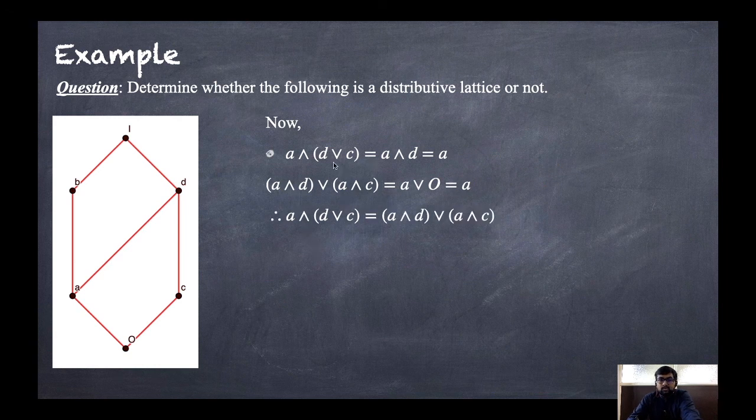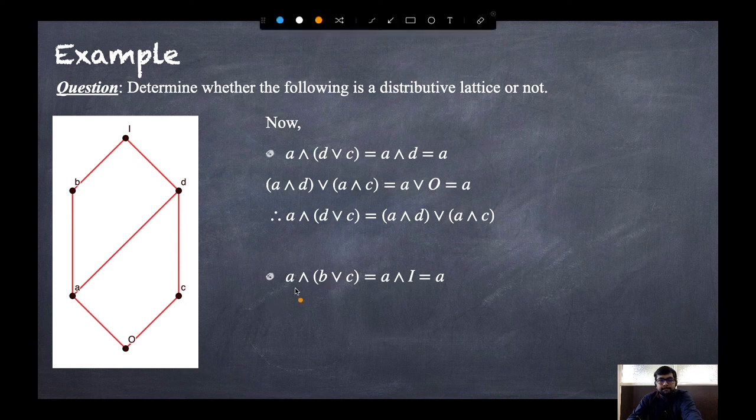So hence both are the same. The left hand side is A and the right hand side is also A. So both are the same, so the distributive property holds. Now let's check for another three points A, B and C.